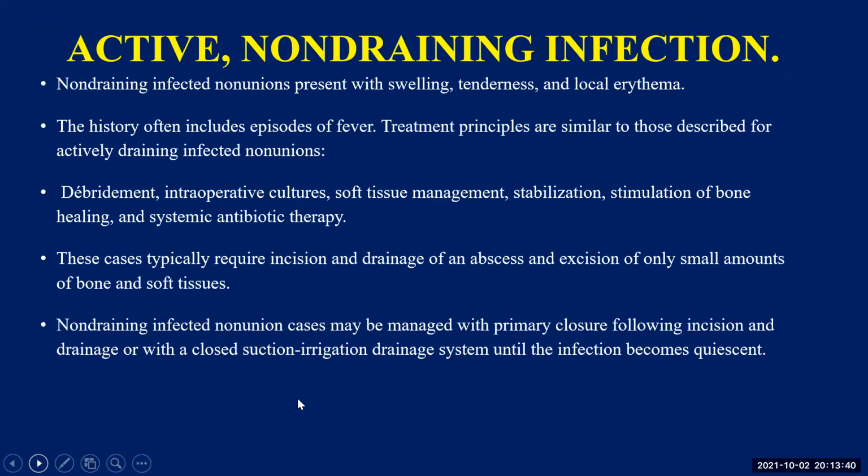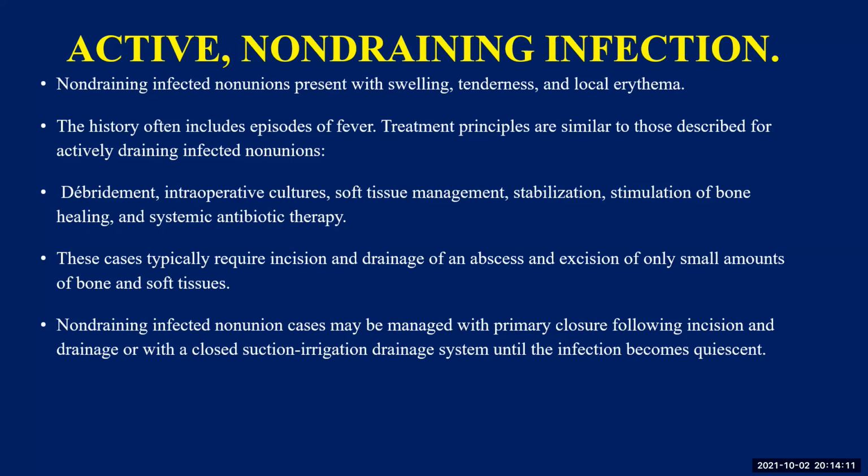Active non-draining: there is erythema, there is swelling, there is tenderness, but no pus is coming out. The history often includes episodes of fever. Treatment principles are similar to that of actively draining, that is debridement, culture, soft tissue management, stabilization, stimulation of bone healing, and systemic antibiotic therapy. These cases typically require I and D of an abscess and excision of only a small amount of bone and soft tissue.